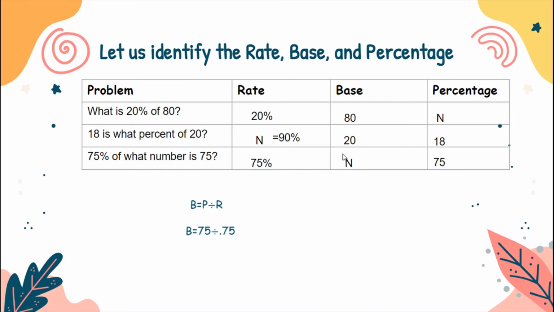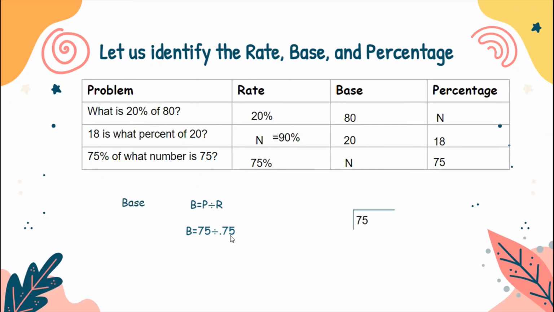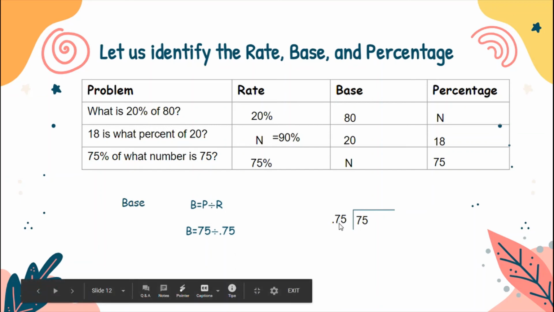So since we're looking for the base, the percentage formula for this one is base is equal to percentage divided by rate, or 75 divided by 0.75. So we have here 75 divided by 0.75. Recall our lesson about dividing decimals. We cannot divide with a decimal divisor here.